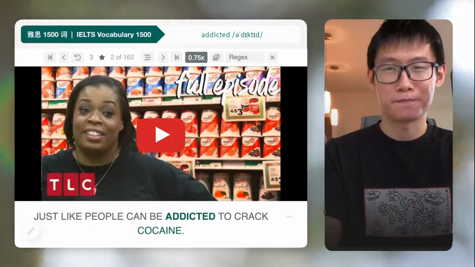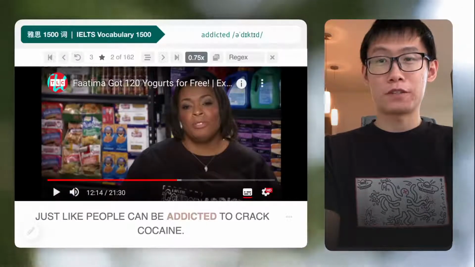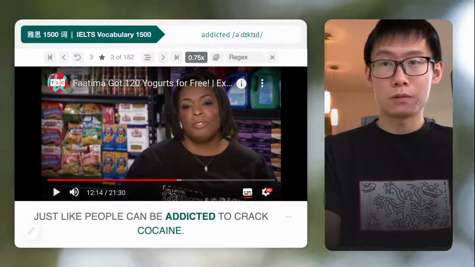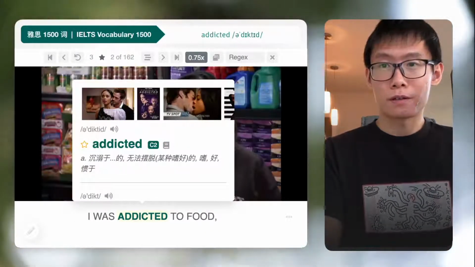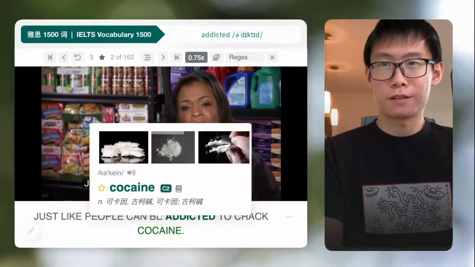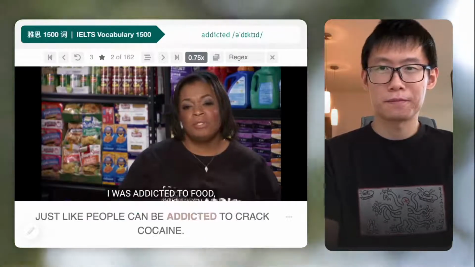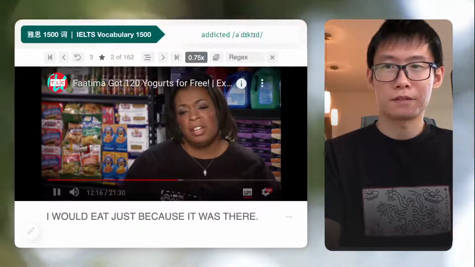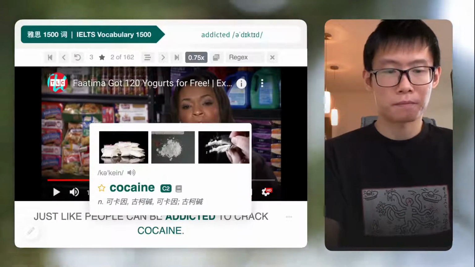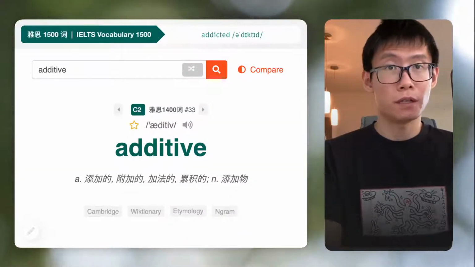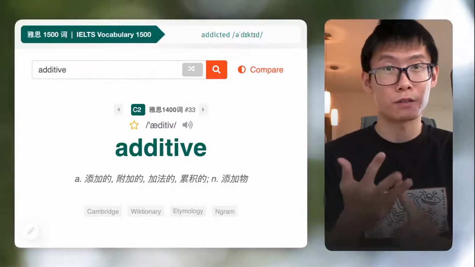美国电视。Addicted to food, just like people be addicted to crack cocaine. She says, I was addicted to food, just like people be addicted to crack cocaine. Right. So she likes to eat. Just like people who can become addicted to crack cocaine. So that's addicted. You can be addicted to cigarettes, to alcohol, to crack cocaine, to food.